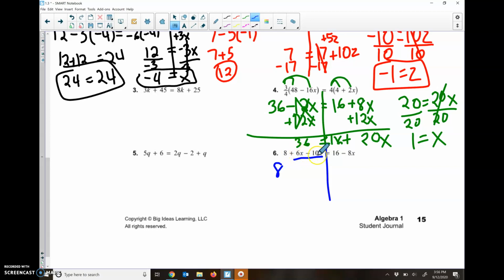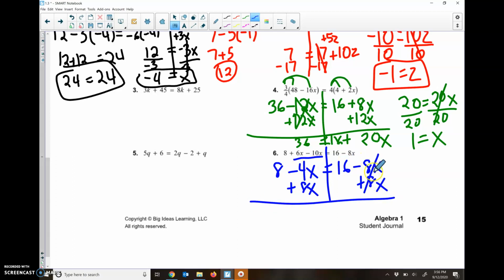So 6x minus 10x is a 4x. And on the right side, there's nothing to combine, so I'll keep it as 16 minus 8x. Same thing. I'm going to add 8x to each side so that I know my x is positive. So negative 8 plus 8 is 0. Negative 8x plus 8x is 0, and I'm left with 4x. Bring down my 8. Bring down my equal sign. Bring down my 16.